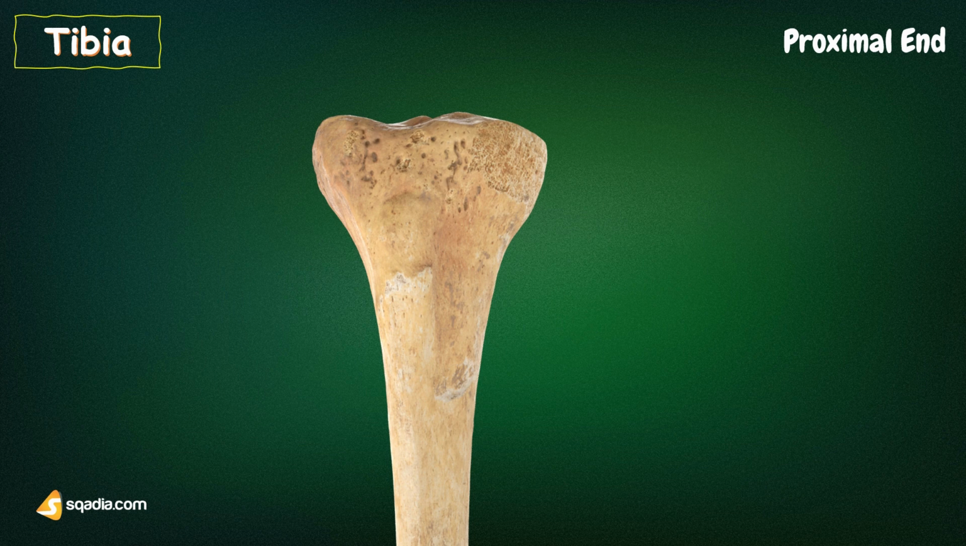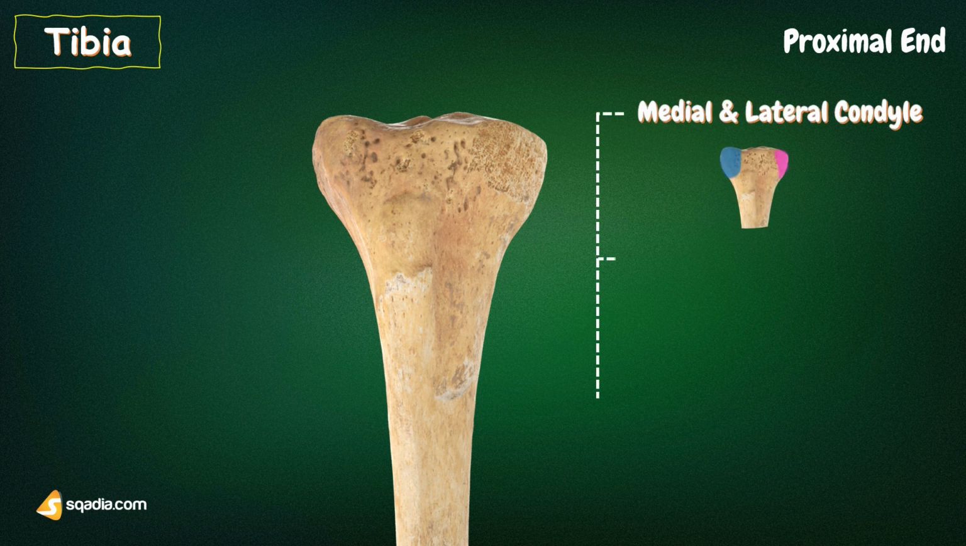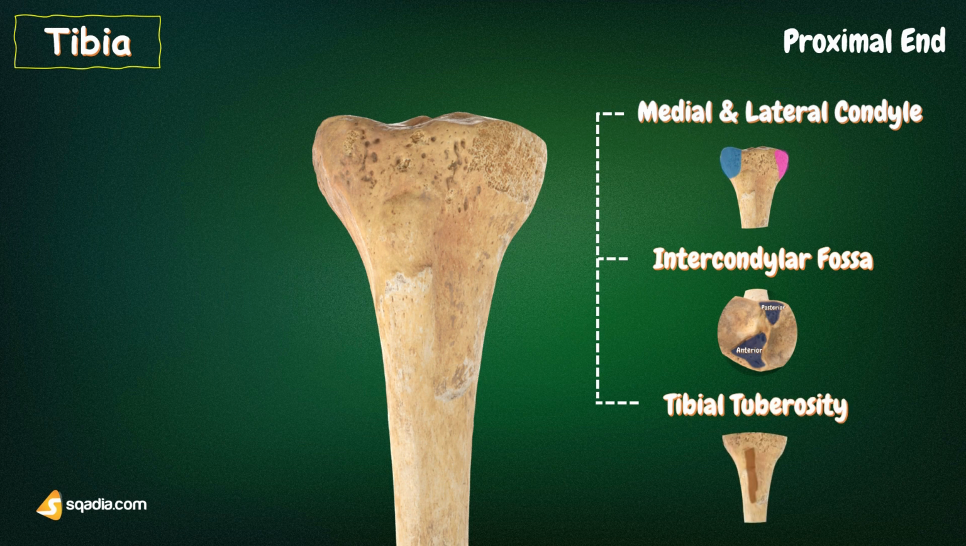The proximal end is the upper portion of the tibia. It is slightly larger in size than the distal part. The upper end contains four important bony features: the medial condyle, the lateral condyle, the intercondylar fossa, and the tibial tuberosity. Let's look at the two condyles of the tibia first.